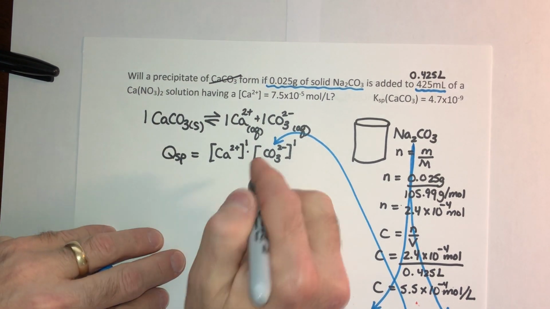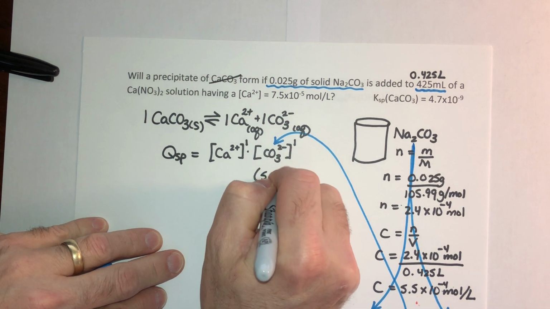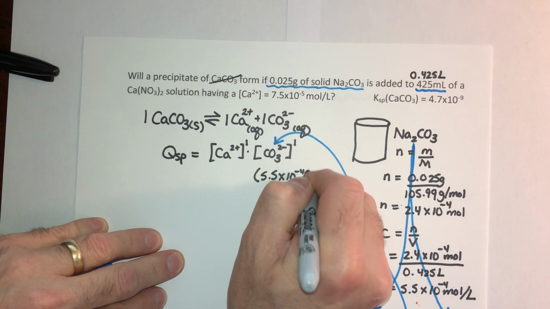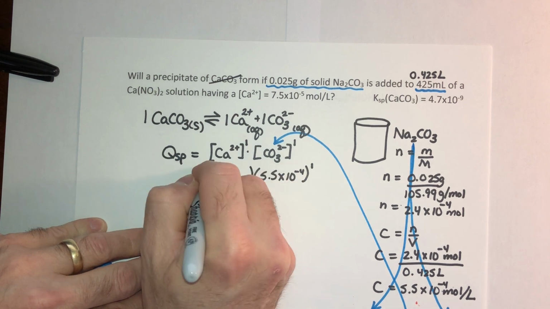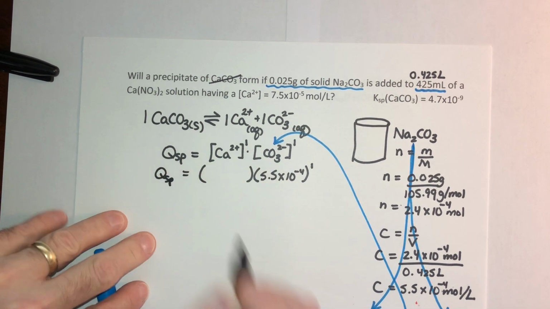Okay, well, let's put that in my calculation. How much carbonate do you have? 5.5 times 10 to the minus 4 to the power of 1. I still need to know how much calcium 2 plus is there, right? I haven't found that yet.